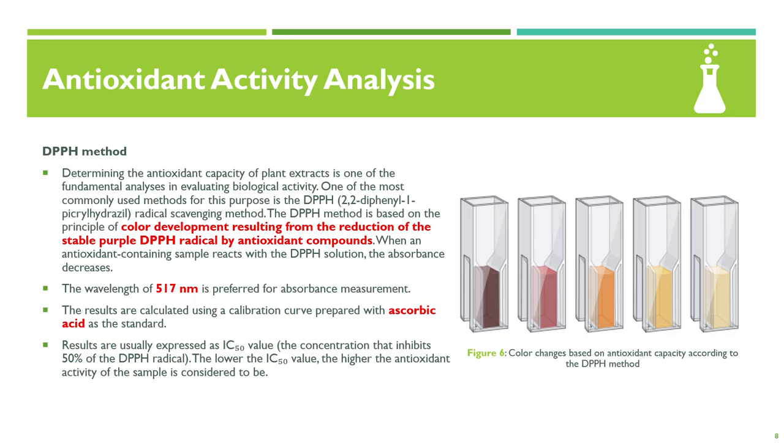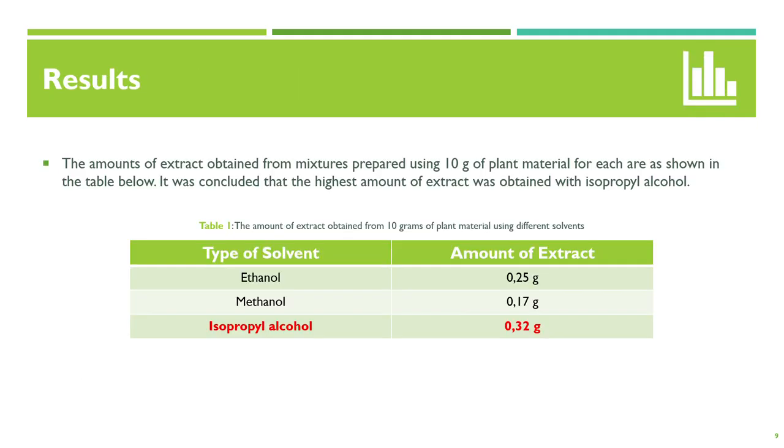Antioxidant activity was evaluated using the DPPH radical scavenging assay. The method is based on the reduction of the stable purple DPPH radical by antioxidant compounds, which leads to a decrease in absorbance. Measurements were performed at 517 nanometers, and ascorbic acid was used as the reference standard.